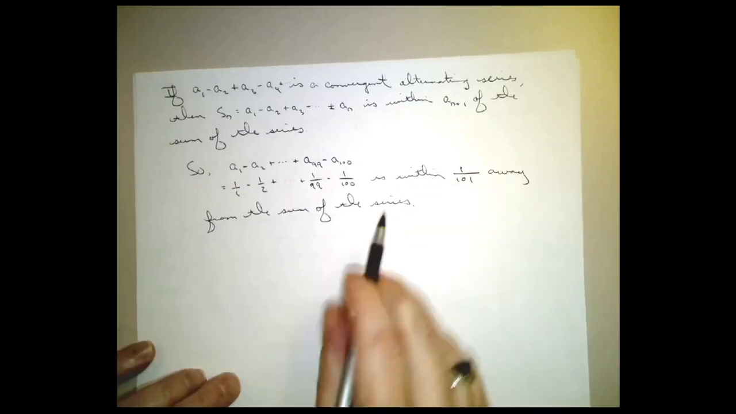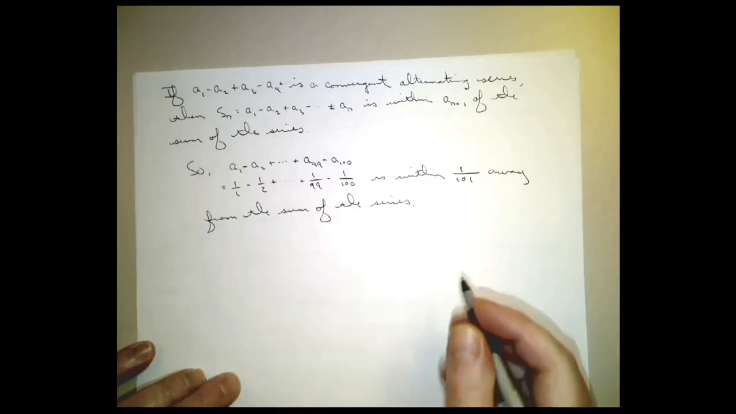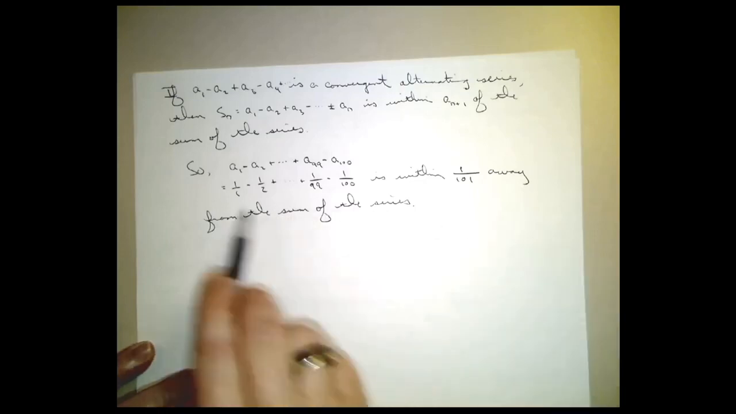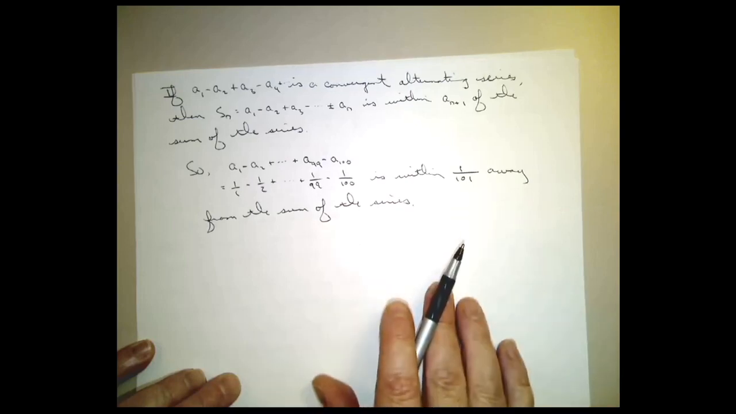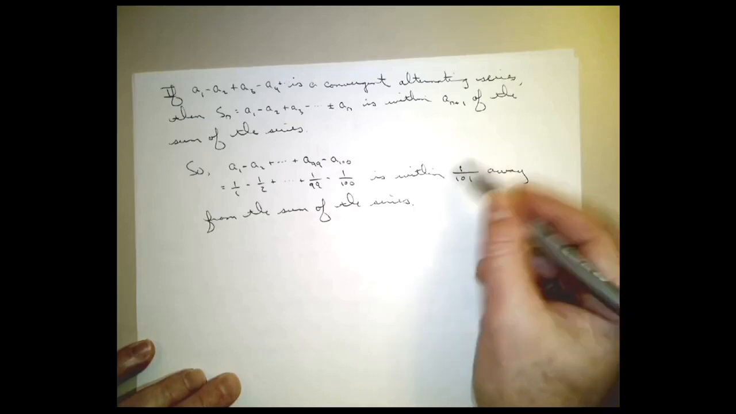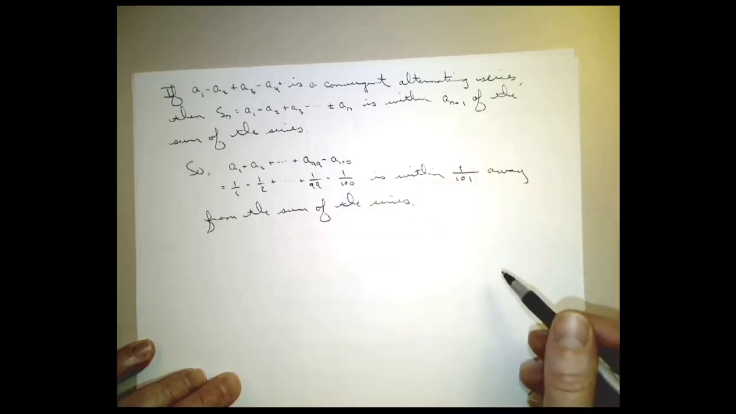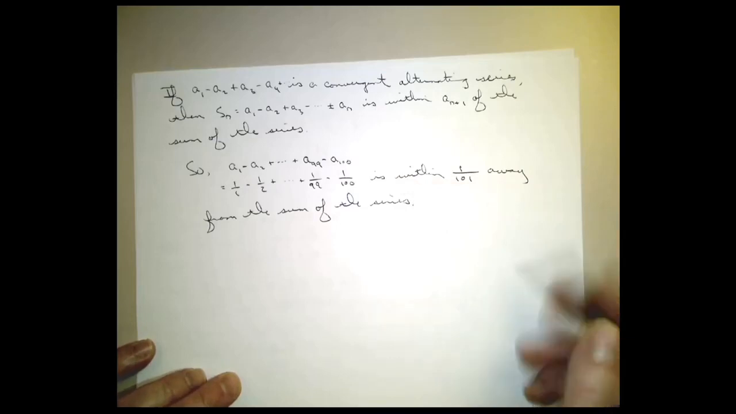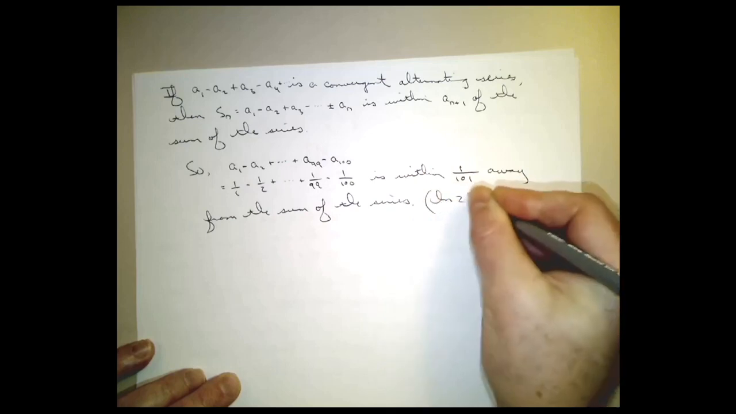So even if I didn't know what the series added up to, I would be able to evaluate this 100th partial sum and say that even though I don't know what the series adds up to, I know that the sum of the series is going to be no more than this far away from whatever that sum happened to be. So in this case, log 2.